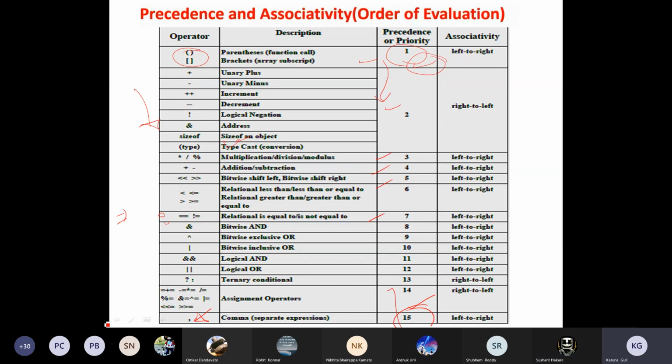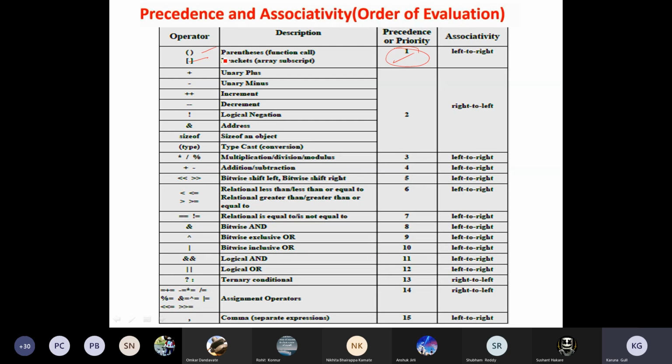Okay, so now let's look into the priorities that are assigned. I'll just read them out for you all. Parenthesis has got the highest priority, whether it is the square brace or the rounded brace. So both are having the highest priority.